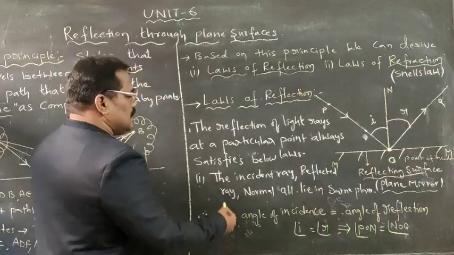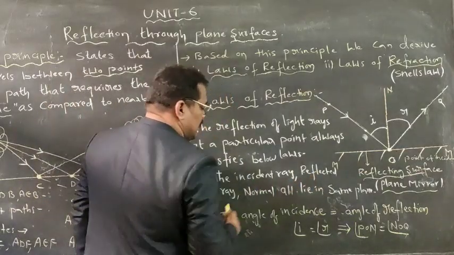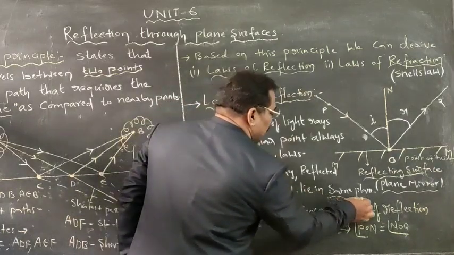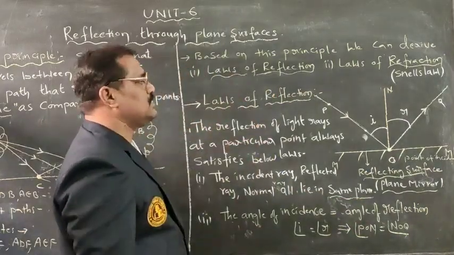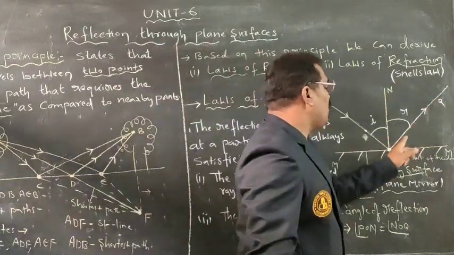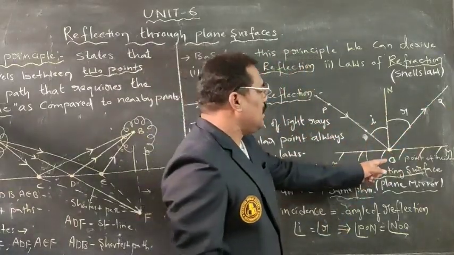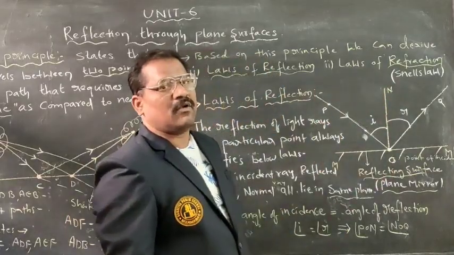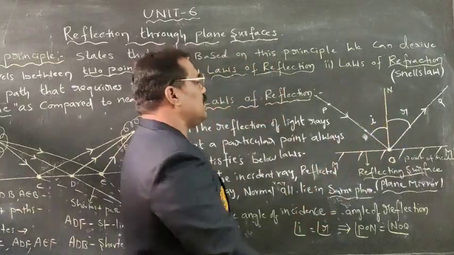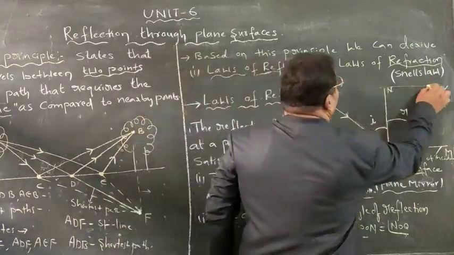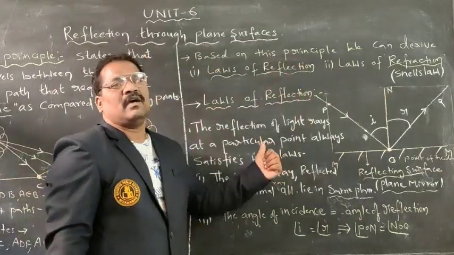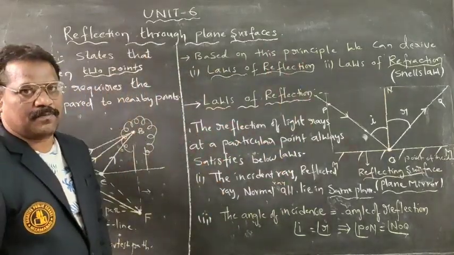First, the incident ray, reflected ray, and normal ray lie in the same plane. PO is called the incident ray, QO is called the reflected ray, ON is called the normal ray. These three rays exist in one plane only, that is, on the upper surface. That is the first point of the laws of reflection.